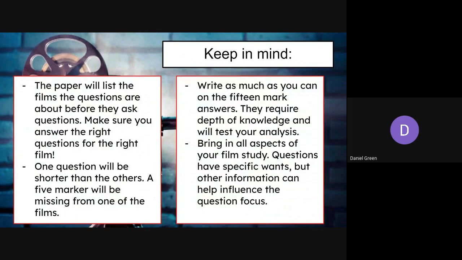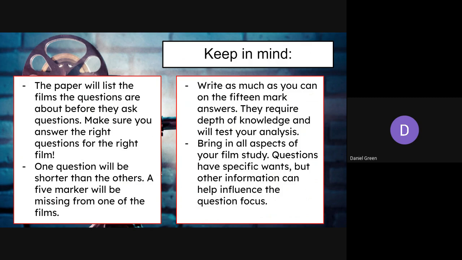Keep in mind, please, that the paper will list the films that the questions are about before they ask the questions. Make sure you answer the right question for the right film. Now, this might seem incredibly straightforward and basic, but it is incredibly important. If you mistakenly answer a question that is intended for, say, Spirited Away as a Skyfall question, you will forfeit your marks on that paper. So please ensure that you answer the correct questions for the correct film.